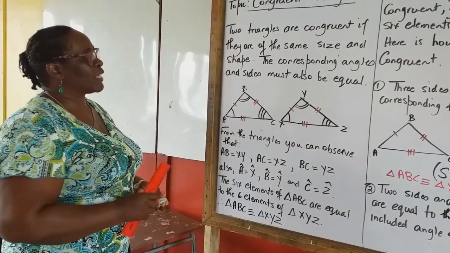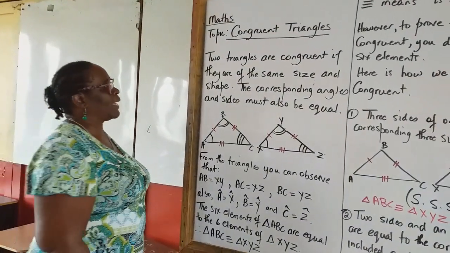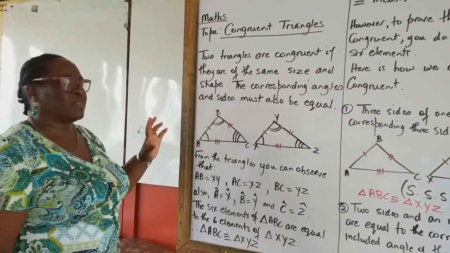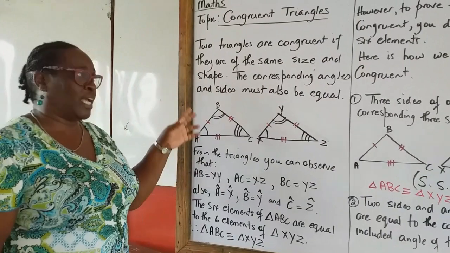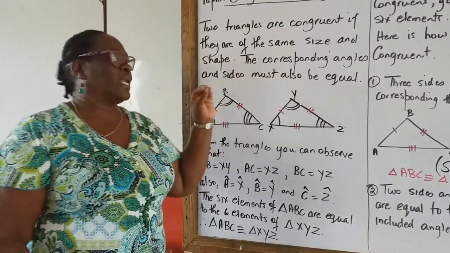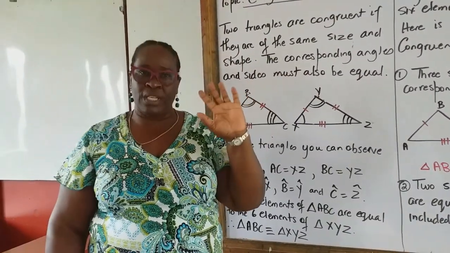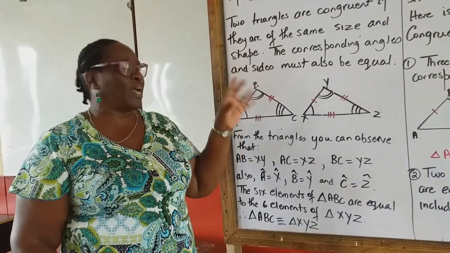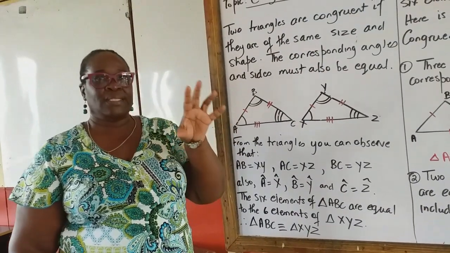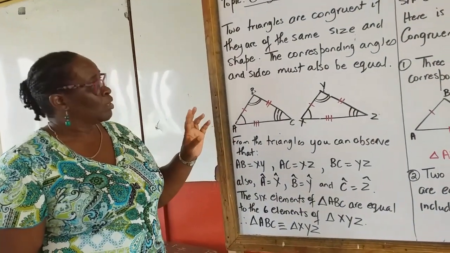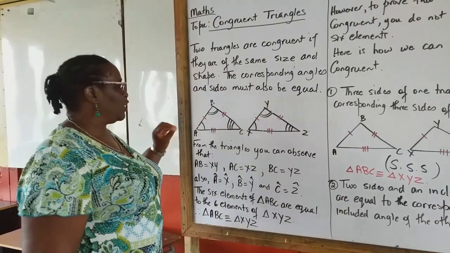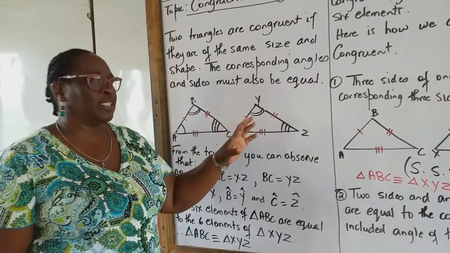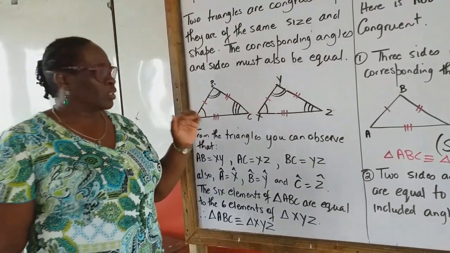Alright, so let's recap. It's a mouthful, yes, but let's go back again. Remember, for two triangles to be congruent, they must be of the same size and the same shape, and the corresponding angles and corresponding sides must also be equal. Whereas similar triangles are different sizes, congruent triangles must be the same size, same angles for them to be congruent. Okay, so we said that the two triangles have 6 elements each, and they must be corresponding to each other for them to be congruent.